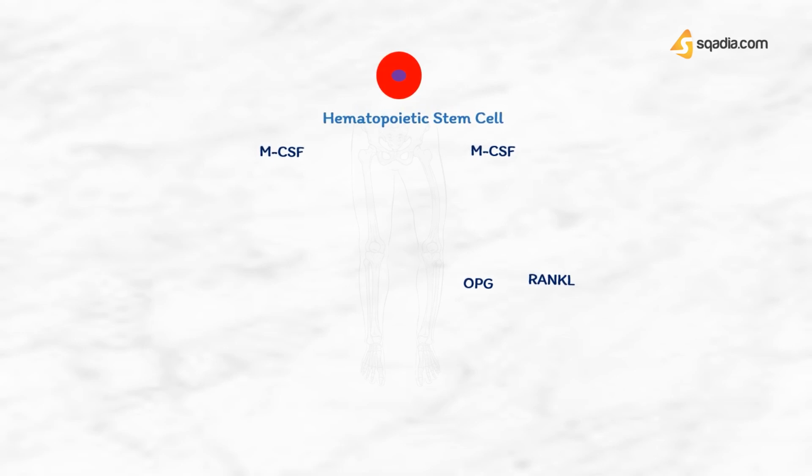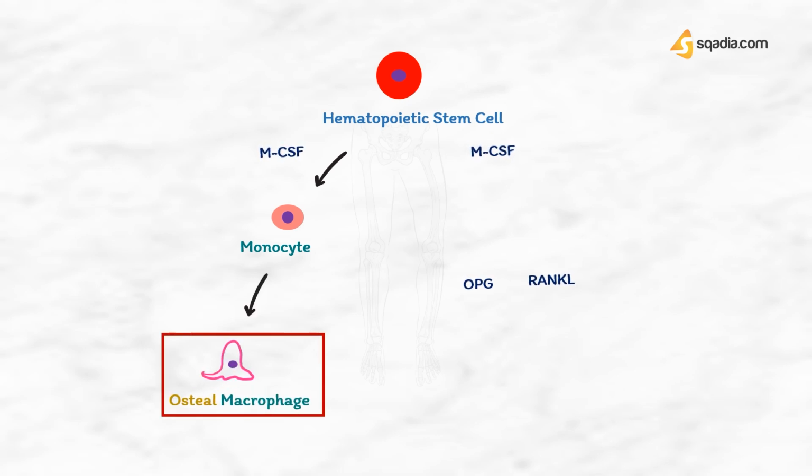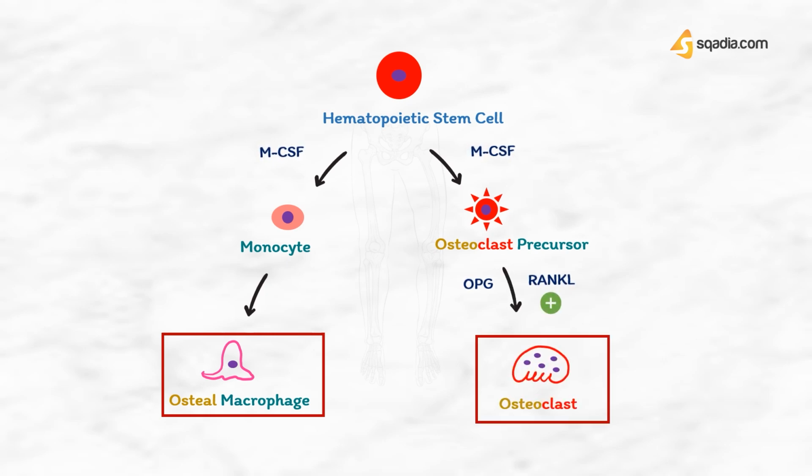Hematopoietic stem cells are converted into monocytes under the command of MCSF. These circulating monocytes, when they reside in bone tissues, become osteal macrophages or osteomacs. Hematopoietic stem cells also convert into osteoclastic precursors because of MCSF. These precursors, when bound with RANK L, become activated osteoclasts. RANK L initiates while OPG stops apoptotic activity of osteoclasts. Monocytes can be converted into osteoclast precursors by the activity of RANK L.